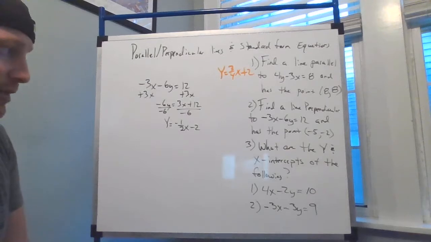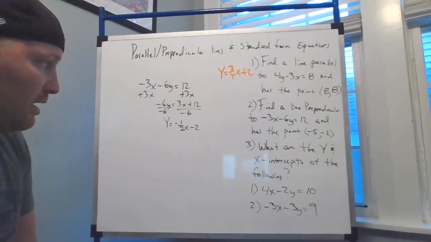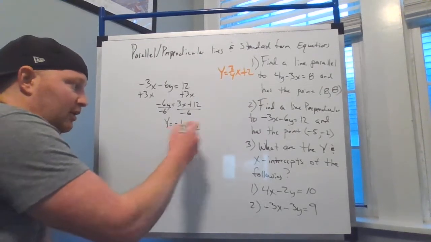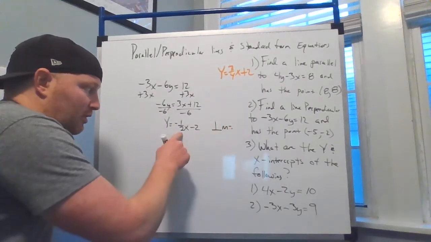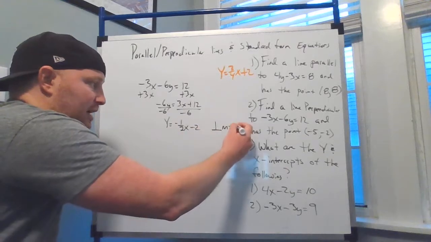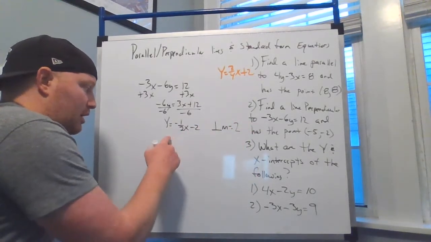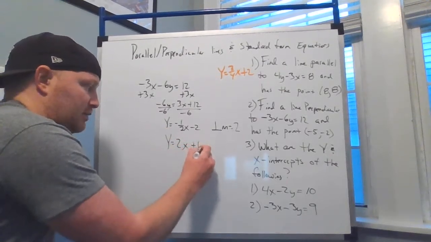Alright, now I can start manipulating this equation. And the question says has the point (negative 5, negative 2). So we know a perpendicular slope is the reciprocal opposite of this. Reciprocal is 2. Opposite of negative is positive, so the reciprocal opposite slope is 2. Well, essentially we know it's y equals 2x plus b.